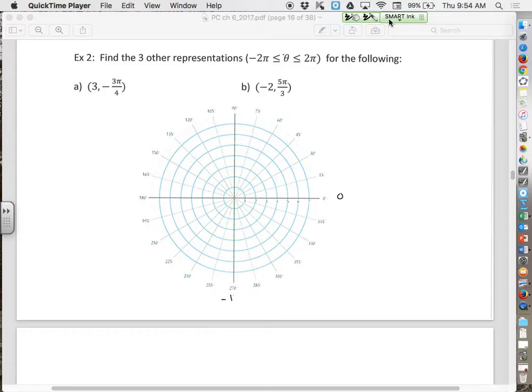-3 pi over 4 is -135 degrees. So there's 0, -pi over 2, -pi. So -3/4 of the way around is going to be on this bar right here. Right? -135 degrees. So I need to do a radius then of 3. So from my pole, from the center, I'm coming out 3 rings. 1, 2, 3. So that's the point that I'm looking at for A. So I want to name this in 3 different ways here.